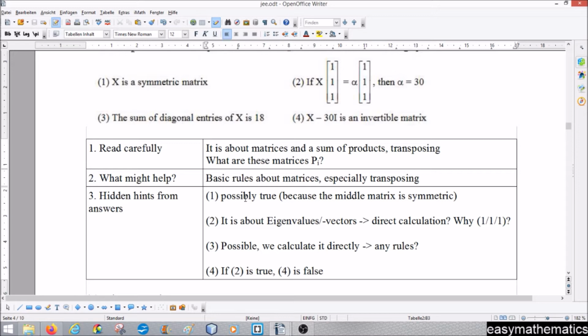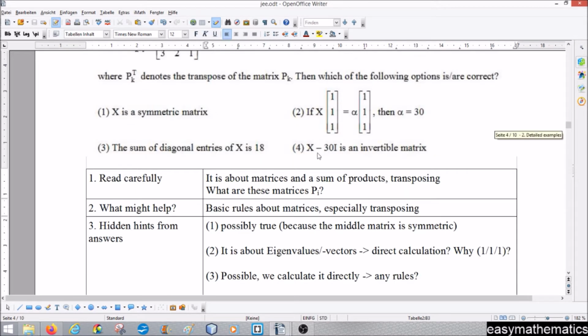Okay, and so you should think about this 1, 1, 1 vector. Yeah, it's not given because 1, 1, 1 looks nice. It's given because of one certain purpose. Yeah, and every detail you should think of why is this the case, and we will see. Yeah, the sum of diagonal entries, yeah, it is also possible. Why not? We will try to calculate it directly, and we should know about some rules for the sum of diagonals. Okay, and also very important, question 4.